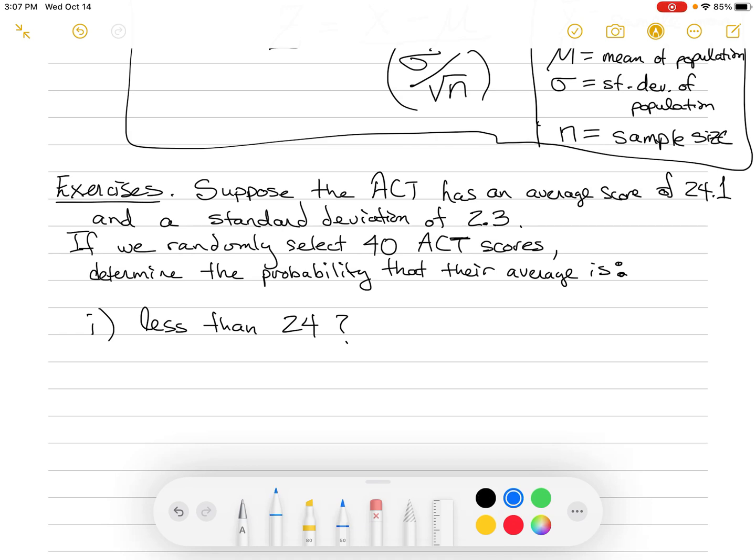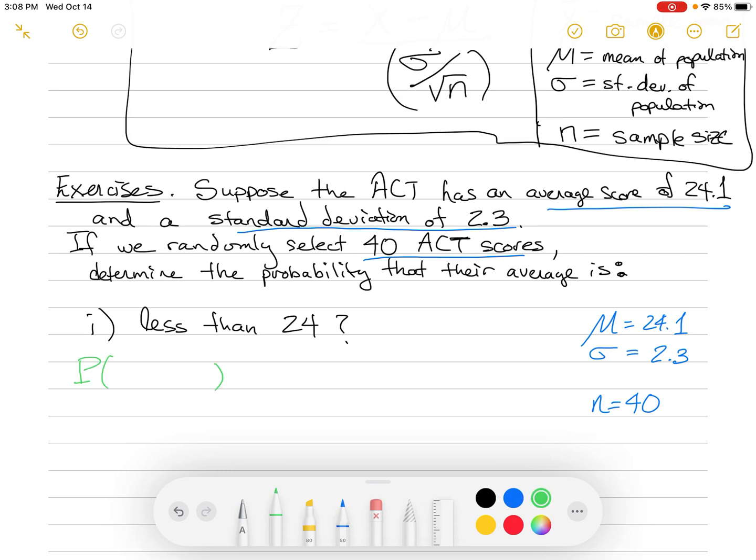So let's write down our information. So we have a population of ACT scores, and the mean of that original population is 24.1. And the standard deviation of that population, sigma, is 2.3. And also we know we're taking a sample size here. We're taking a sample size of size 40, right? 40. That's n, right? 40 ACT scores we're randomly selecting.